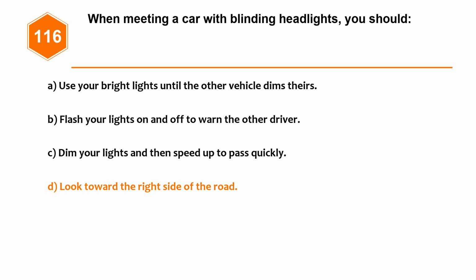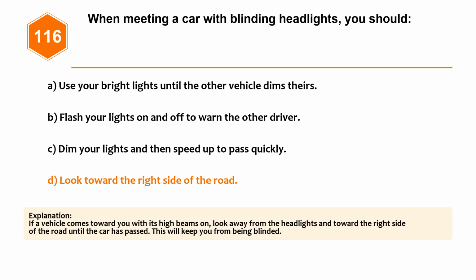The correct answer is option D. Look toward the right side of the road. Explanation. If a vehicle comes toward you with its high beams on, look away from the headlights and toward the right side of the road until the car is passed. This will keep you from being blinded.